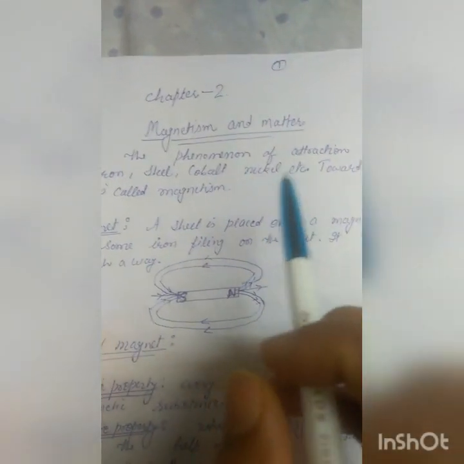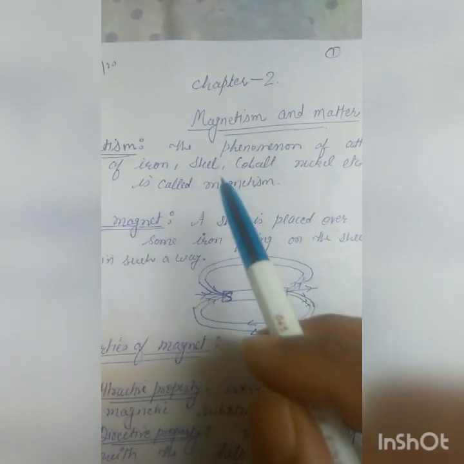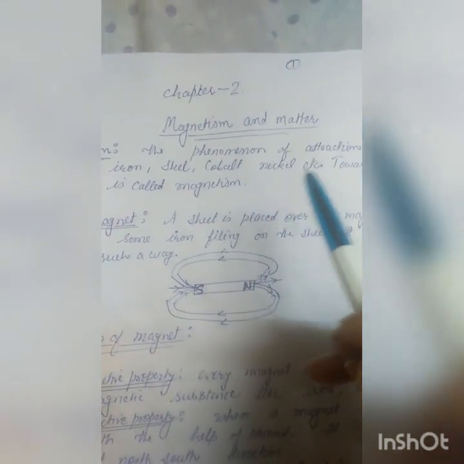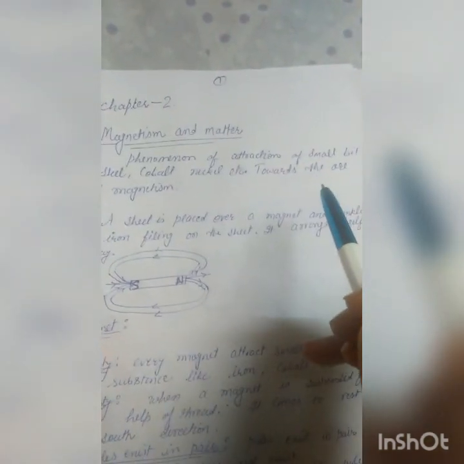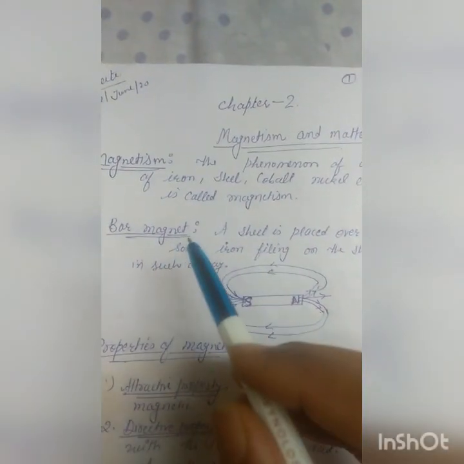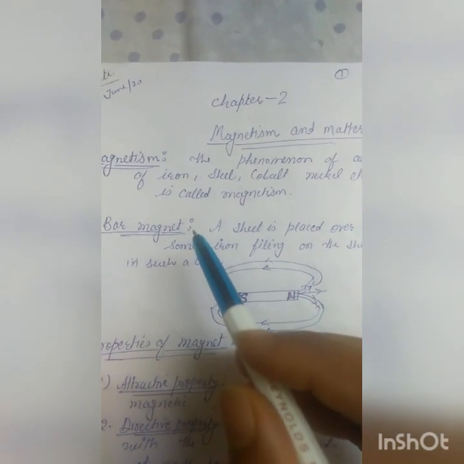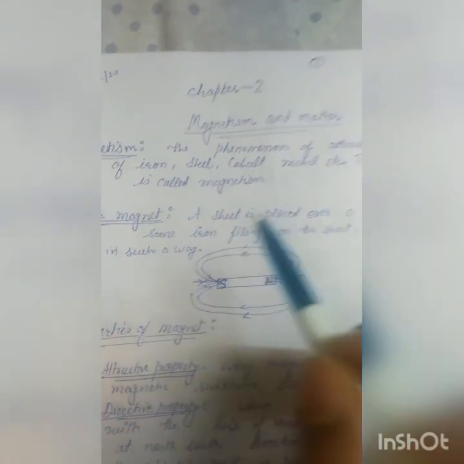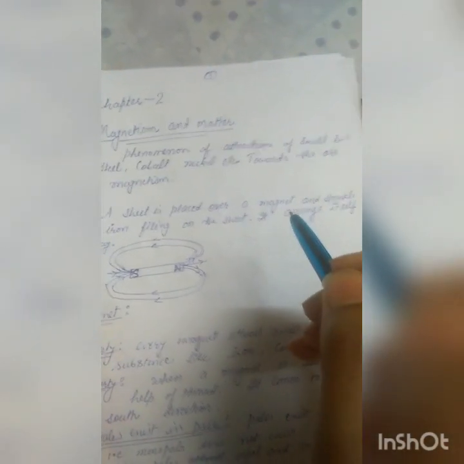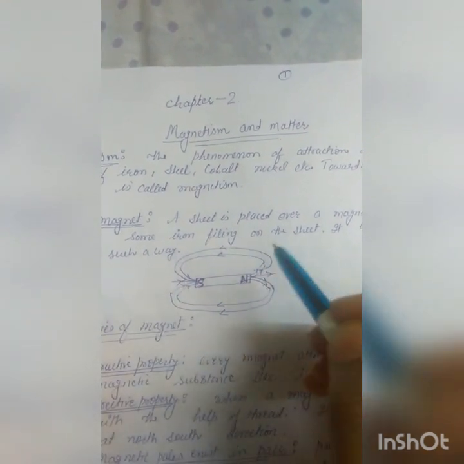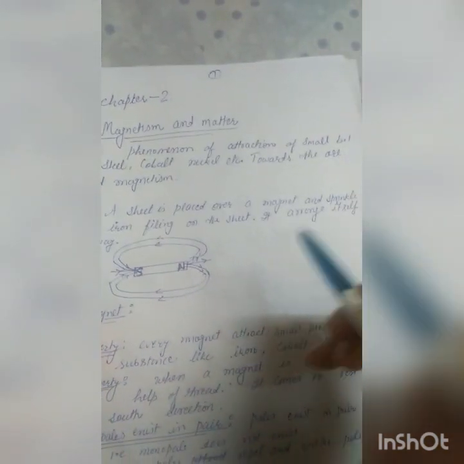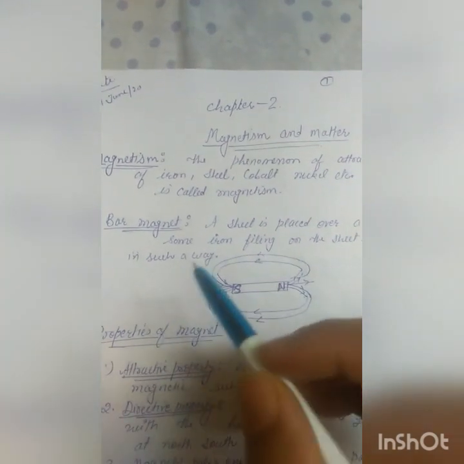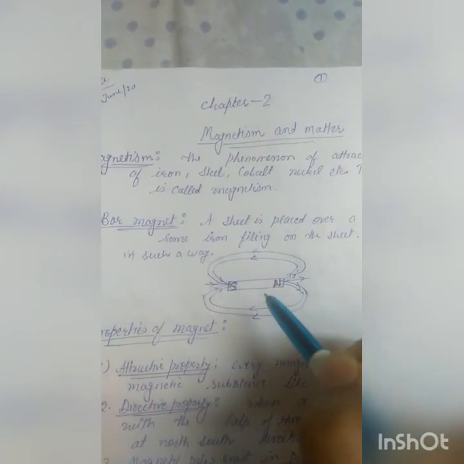Magnetism: the phenomenon of attraction of small bits of iron, steel, cobalt, nickel, etc. towards the ore is called magnetism. Next we have the bar magnet. A bar magnet consists of two poles, one is the north pole and one is the south pole. A sheet is placed over a magnet and some iron filings are sprinkled on the sheet. They arrange themselves in such a way as shown in the diagram.